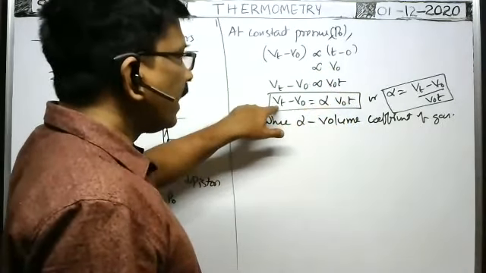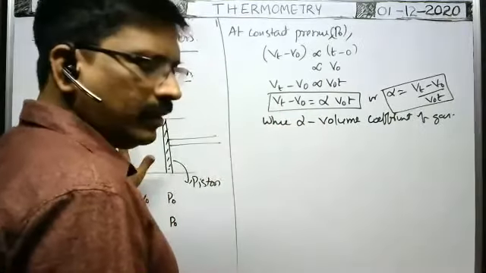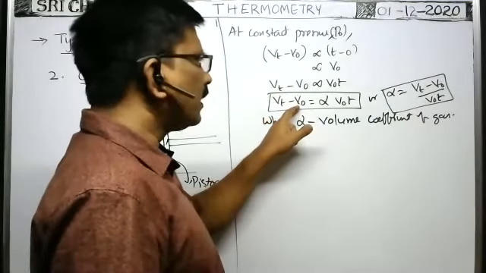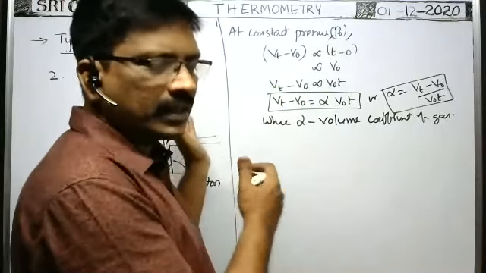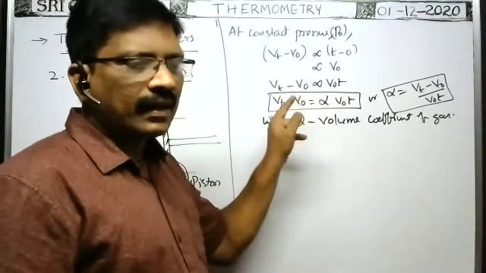Okay, but the volume of the gas at a temperature T degrees centigrade, we can measure in the gas thermometer. So when you know Vt and V0 already known, at a temperature T, Vt we have to measure directly. We can measure based on the scale. Okay, it is constant. Alpha is constant.